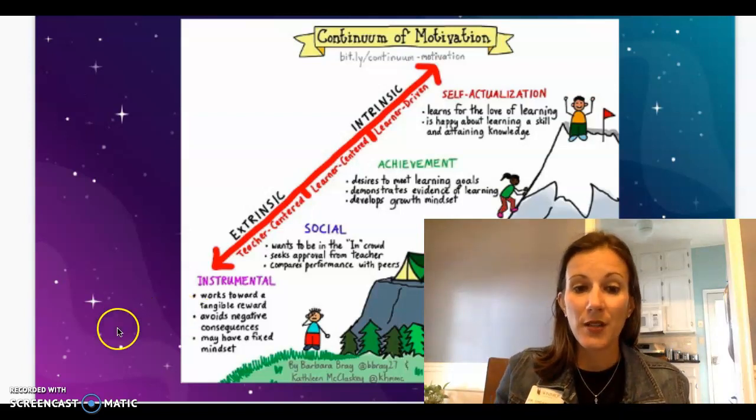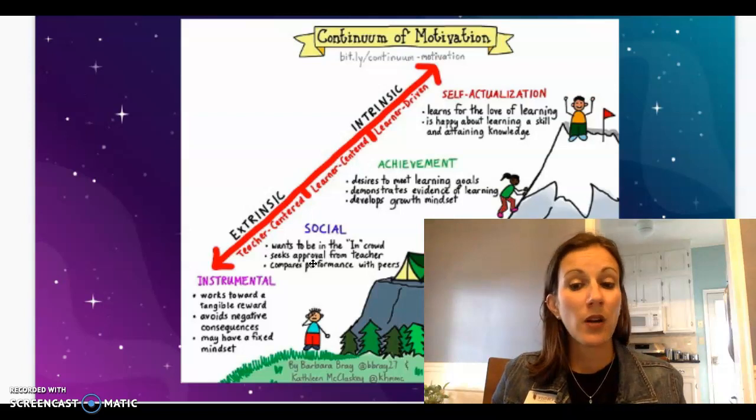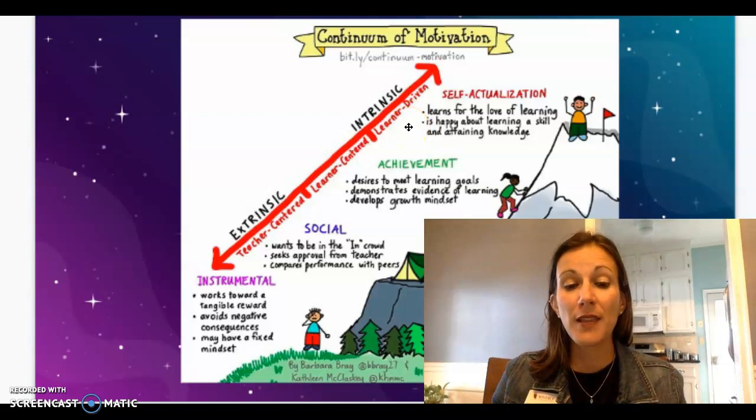Social motivations, as we move up the mountain here, is what our learners experience when they want to be accepted as part of the group. They want to please. This is still extrinsic. Achievement is our next step here, and it's when the learners demonstrate that they want to learn. They have a desire to be successful in school.